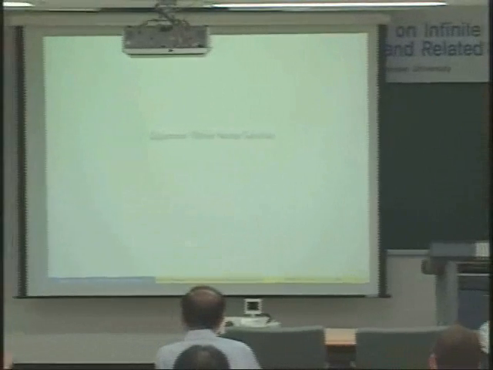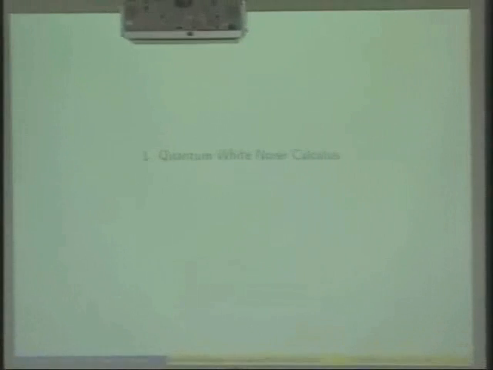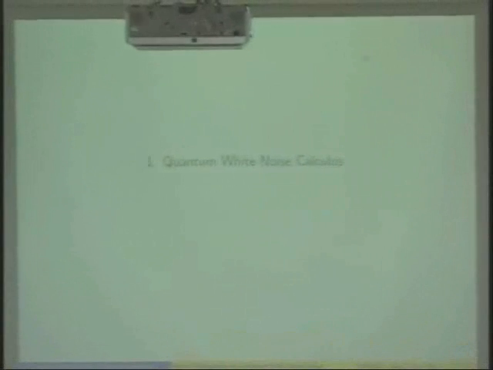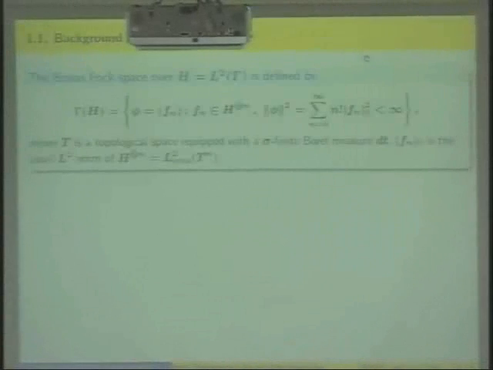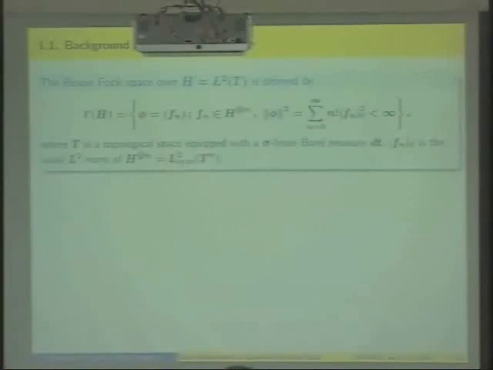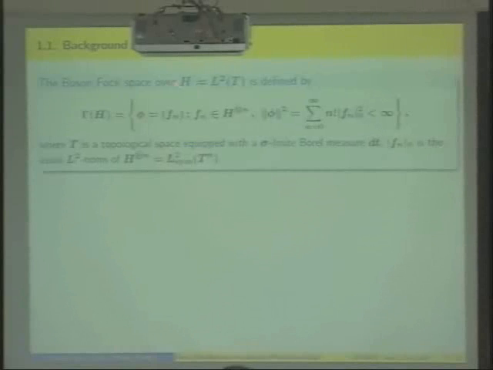Okay, let's start with quantum white noise calculus. I should like to show you the most basic part, the basic framework of our study. First of all, my concern is the boson-Fock space. The boson-Fock space is the most basic concept in quantum field theory as well as stochastic analysis. And this H is just an L2 space over a certain measure space, T. T can be a manifold or some discrete set and so forth. But for simplicity, you can consider T as just the real line. Then Gamma(H) is the so-called boson-Fock space.